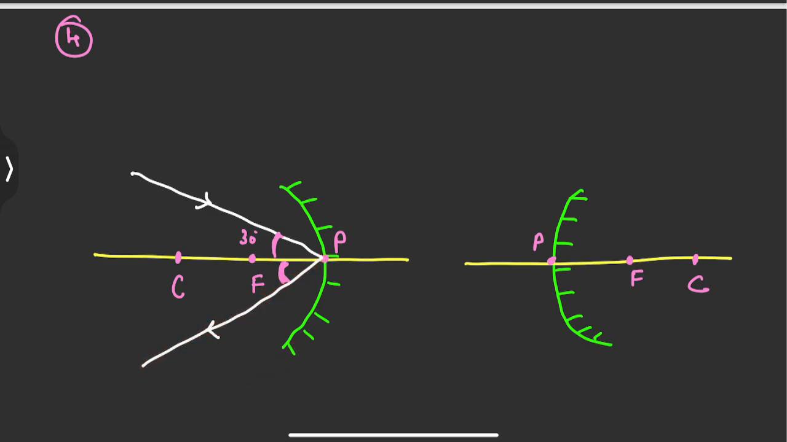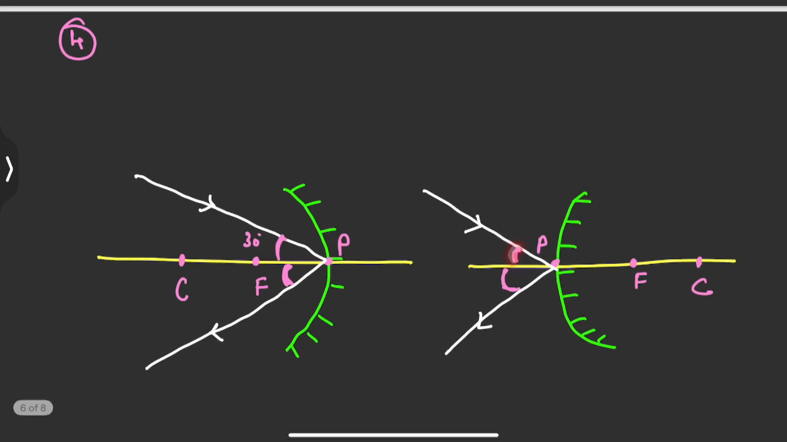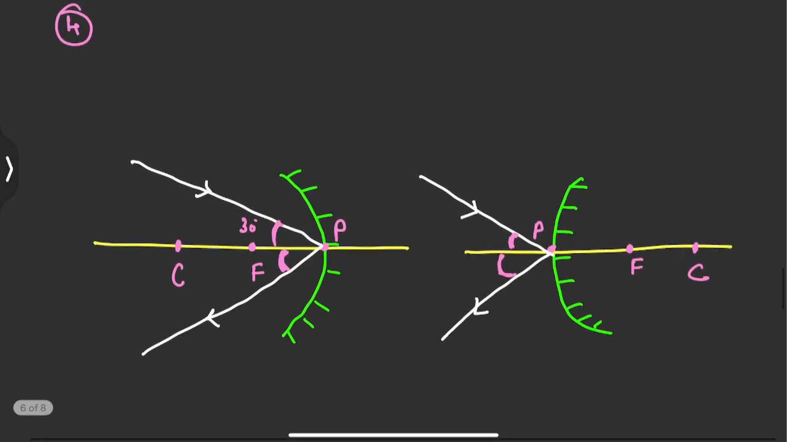For the convex mirror also it is the same. This is the standard incident ray. It is incident at P at an angle. The reflected ray also will get reflected like this at an angle. So here this angle and this angle, both the angles will be the same. That is, the angle of incidence will be equal to the angle of reflection. So here if this is 20 degrees, this also will be equal to 20 degrees. So this is the fourth standard incident ray.